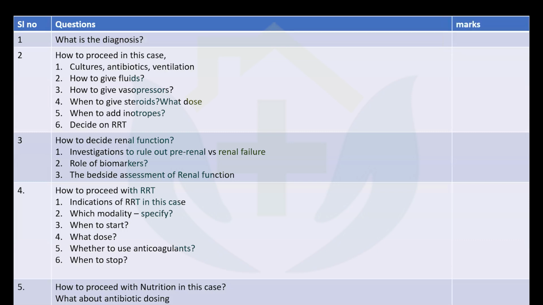Crystalloids, and among that, balanced crystalloid will be preferred. So I select, very confidently you say, I'll select crystalloids. Whenever you say crystalloid, you say balanced crystalloid, you also say the dose. But approximately I'll give this. As per the Surviving Sepsis Campaign guidelines, 30 ml per kg should be given in the first 3 hours.